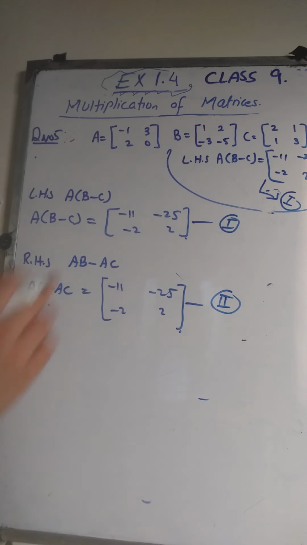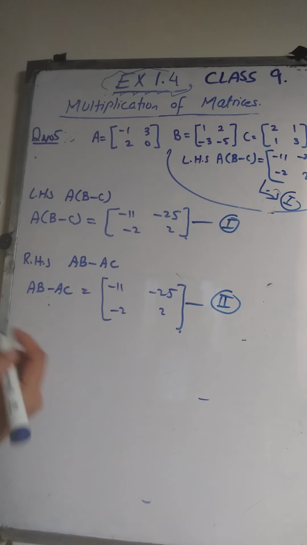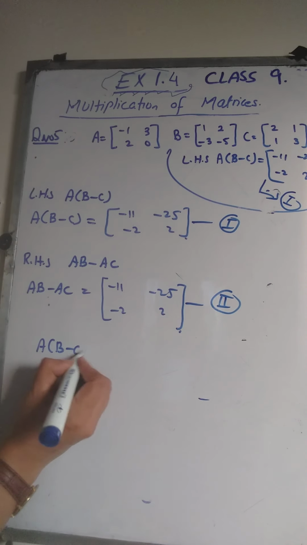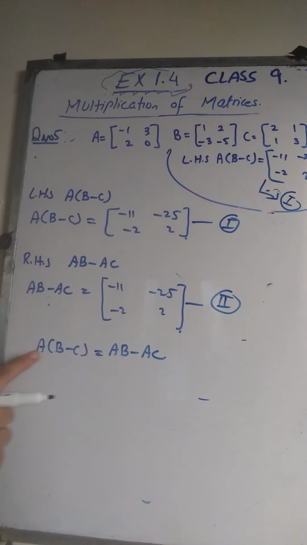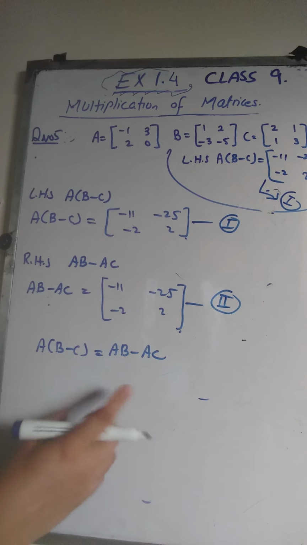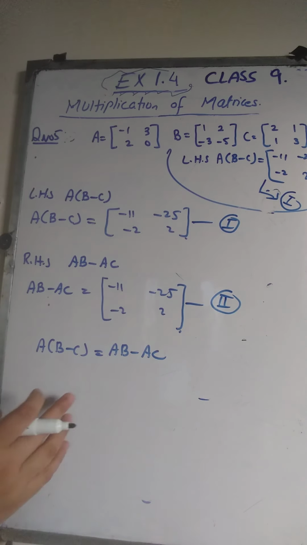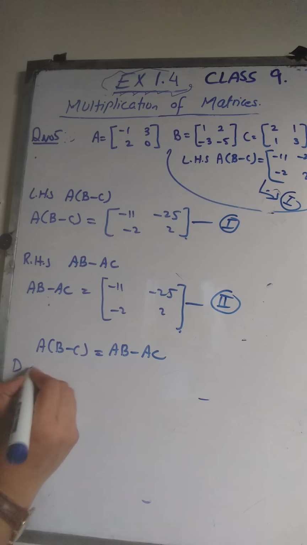This is an example of the distributive property of multiplication of matrices over subtraction. The same is true for any other three matrices. Whenever we have three matrices and we have to calculate A into B minus C, then it is always equal to AB minus AC. Whether you do the subtraction first and then multiply the matrix A, or do the multiplication first and then do the subtraction, the answer will always be the same. This was an example of this property, and this property is called distributive property.